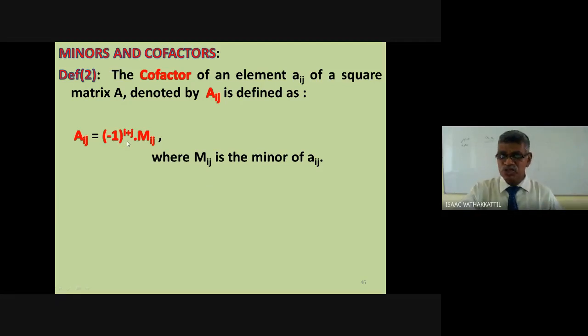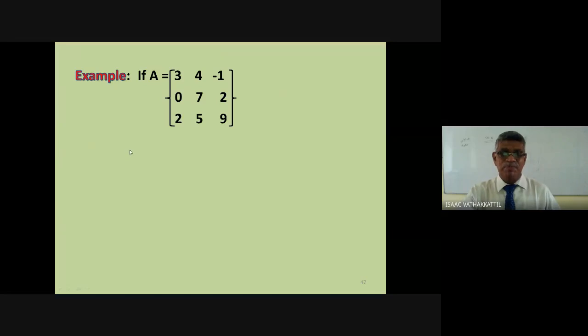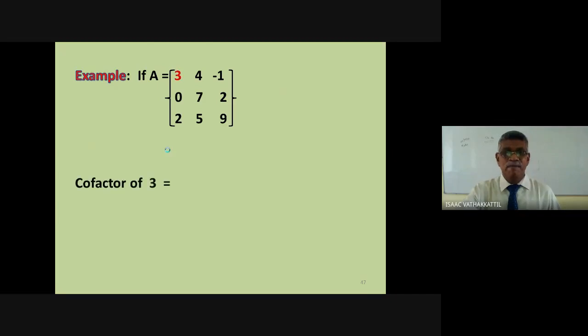So for this minor of aij, multiply with minus 1 raised to i plus j. That depends on the position. Minus 1 raised to i plus j may be minus 1 or plus 1. If it is plus 1, minor and cofactor are the same. If it is minus 1, the cofactor is the negative of the minor. So where the sign is going to be plus and where minus, we can easily find. Minus 1 raised to i plus j is going to be plus in positions 1,1, 1,3 and so on, and negative in alternate places. So the cofactor of 3 will be minus 1 raised to 1 plus 1 into M11, and that is denoted by capital A11.